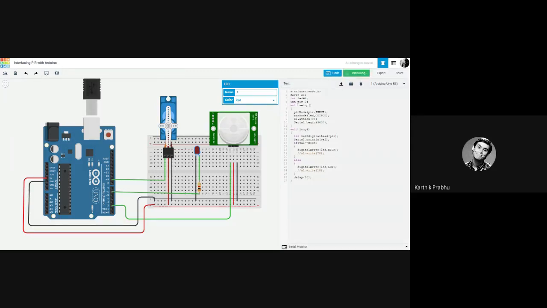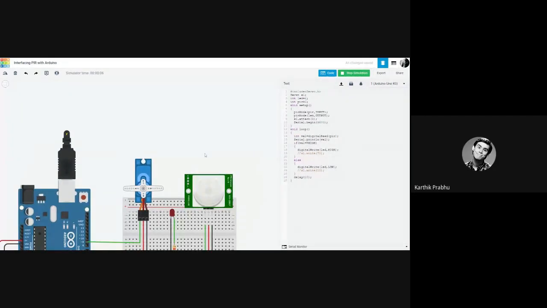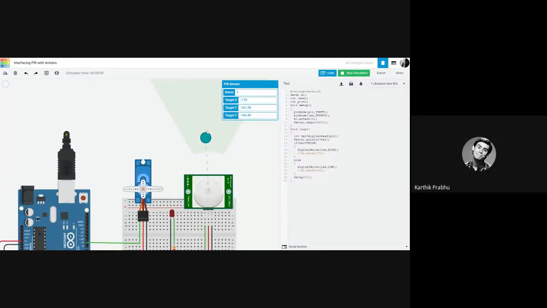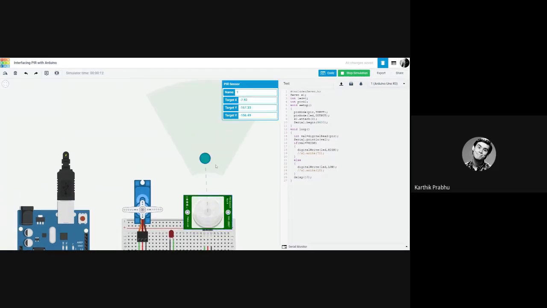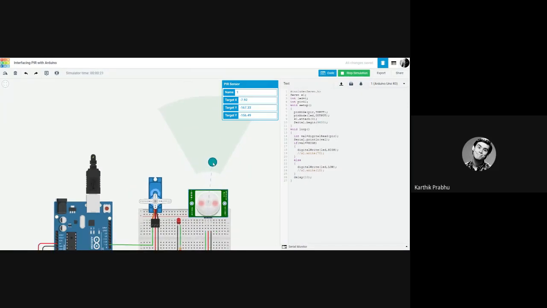So does this sensor belong to active or passive? Ma'am, active. Okay. This sensor ranges only up to 10 meters, I think. More than 10 meters, it can't detect any variations in front of it. If there is any movement, look, the LED glows here, but the servo is not functioning. If I change the servo's function, like, wait, ma'am.